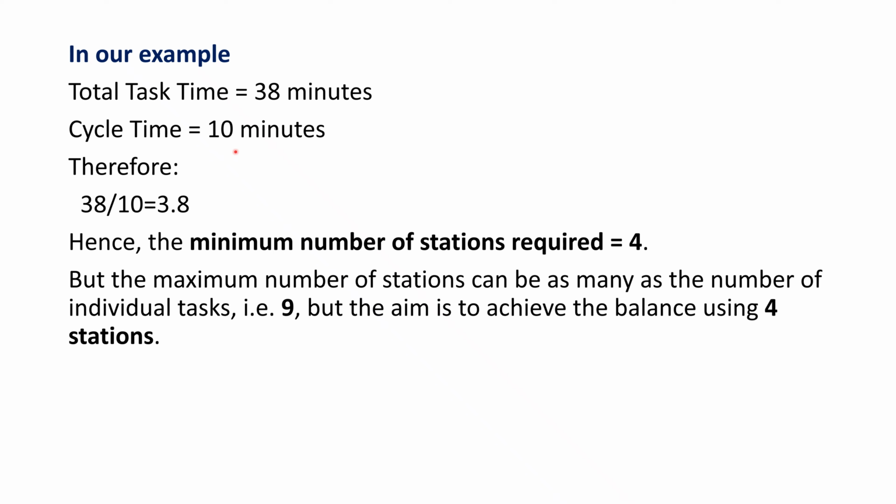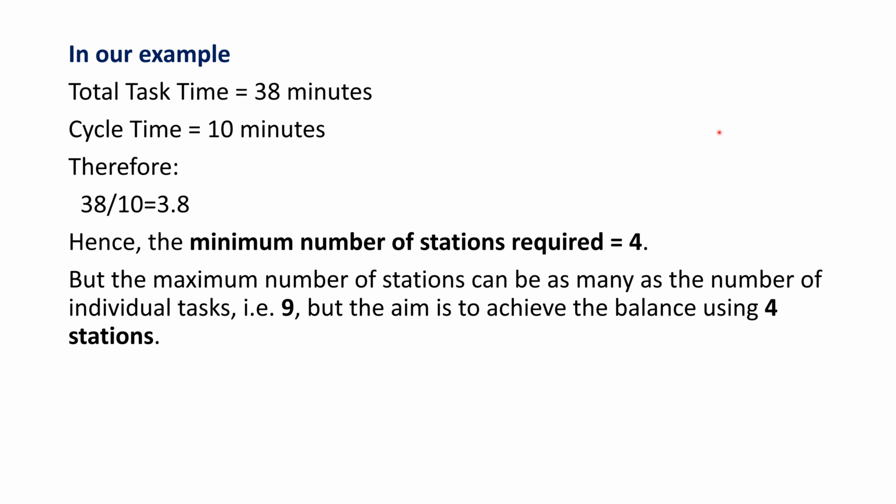Cycle time means the time required to complete the tasks in a particular workstation. So total task time is 38 minutes, cycle time 10 minutes. Dividing 38 by 10 we get 3.8. That means the minimum number of workstations required is 3.8. We round it to the nearest integer, 4. So 4 workstations are the minimum number required to complete this task.